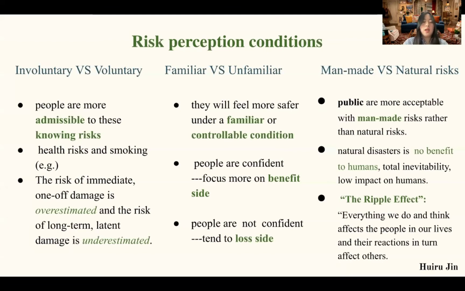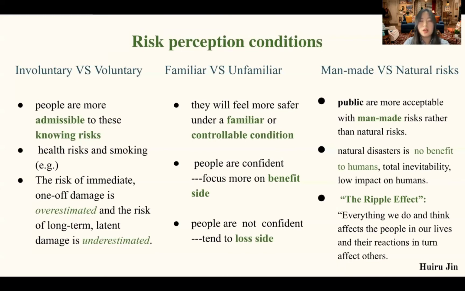The second one is about familiar and unfamiliar conditions. People will feel safer under familiar and controllable conditions. They have more preparation and comprehensive consideration when they encounter a known risk. And when people feel confident and have more control over the consequences of the event, they will focus more on the benefit. However, when they are not so confident and there are unknown factors in the event, they will care more about the loss and how to avoid the negative impacts on themselves.